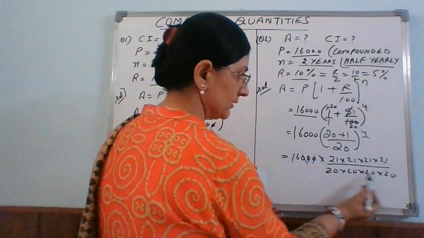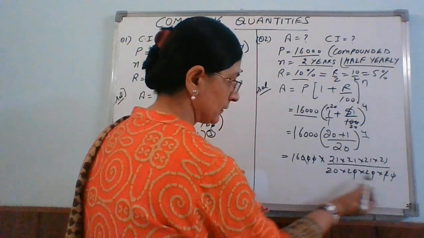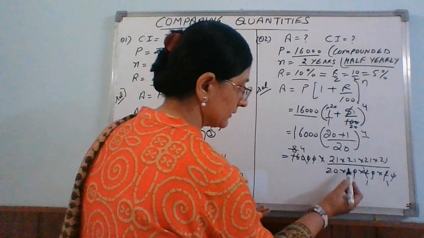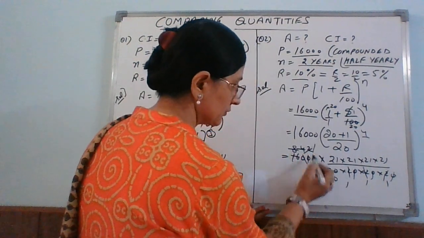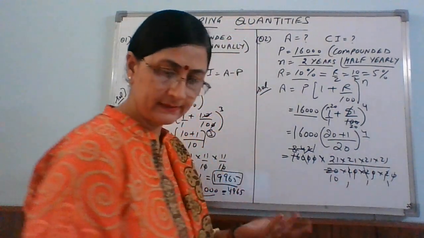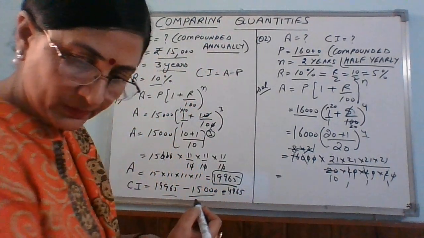You can cancel the zeros. Now you can cancel by 2. 2 ones are 2, 2 eights are 16. Then 2 ones are 2, 2 fours are 8, 2 ones are 2, 2 twos are 4. Here it's 2 tens are 20, here it's 2 ones are 2, like that. So 21 into 21 into 21 divided by 10. You just have to find the answer. I'll write the answer. It's a very big calculation.